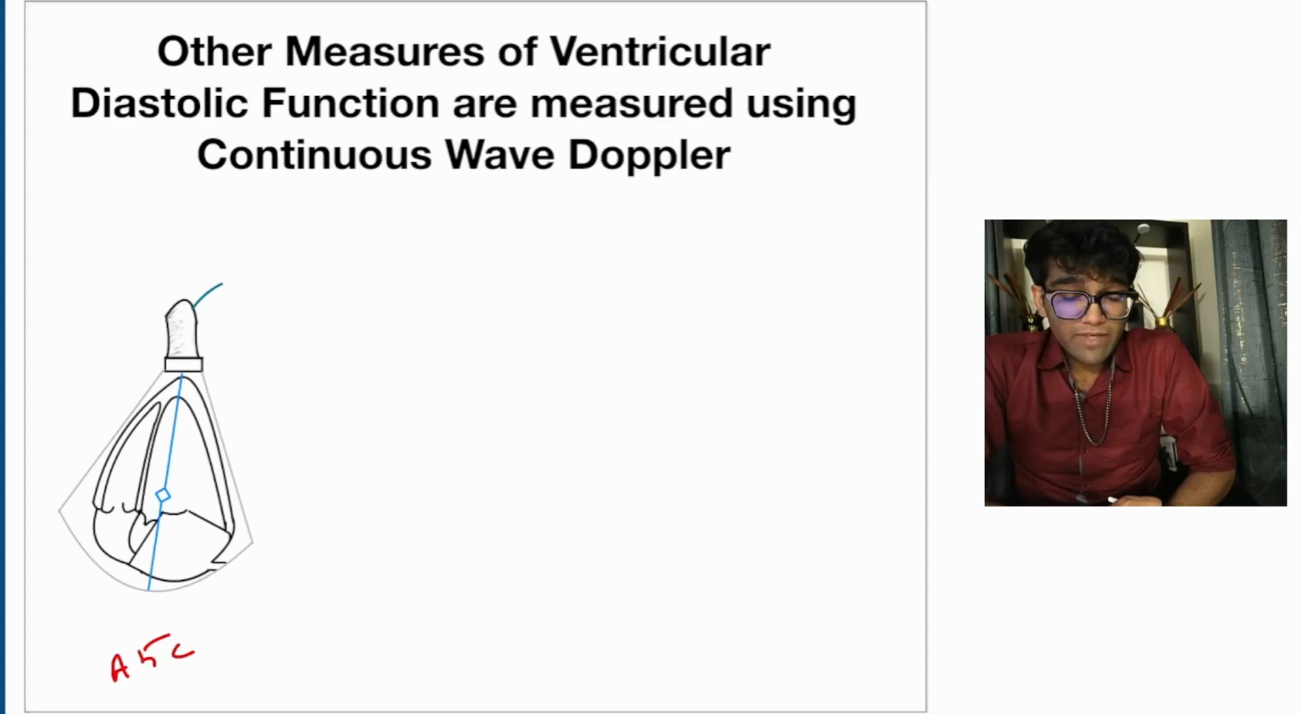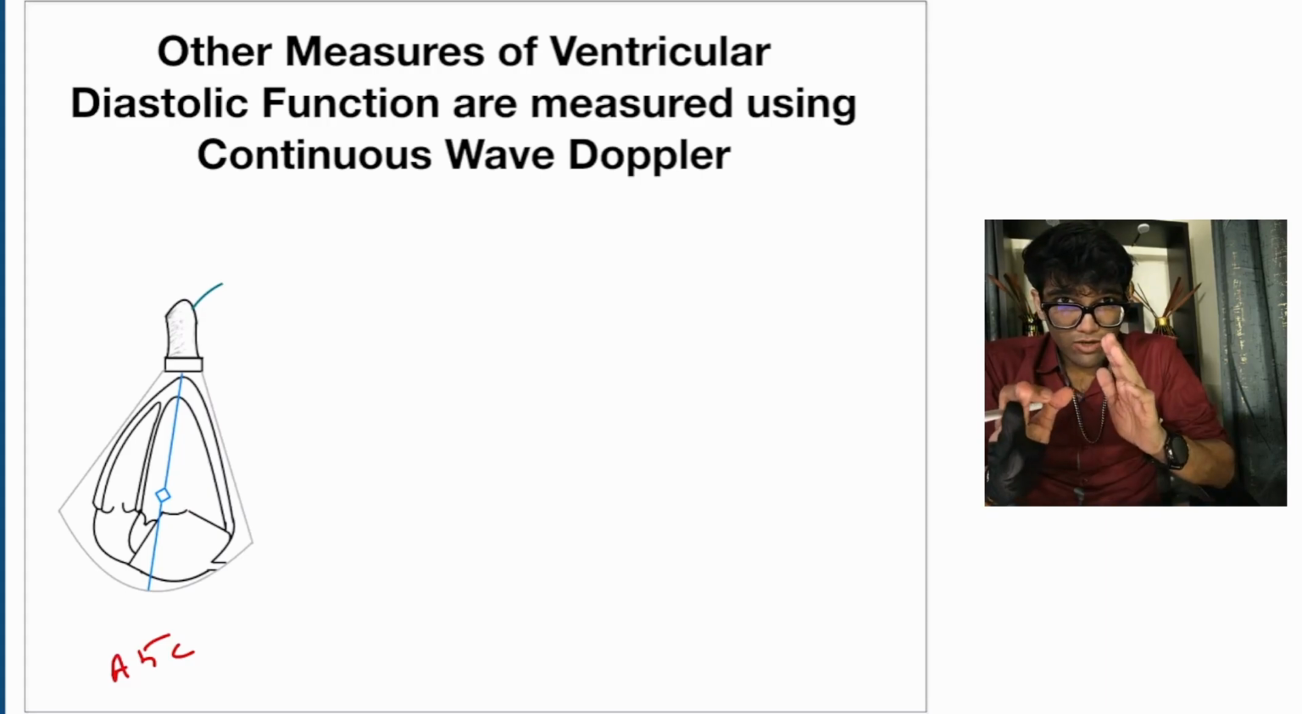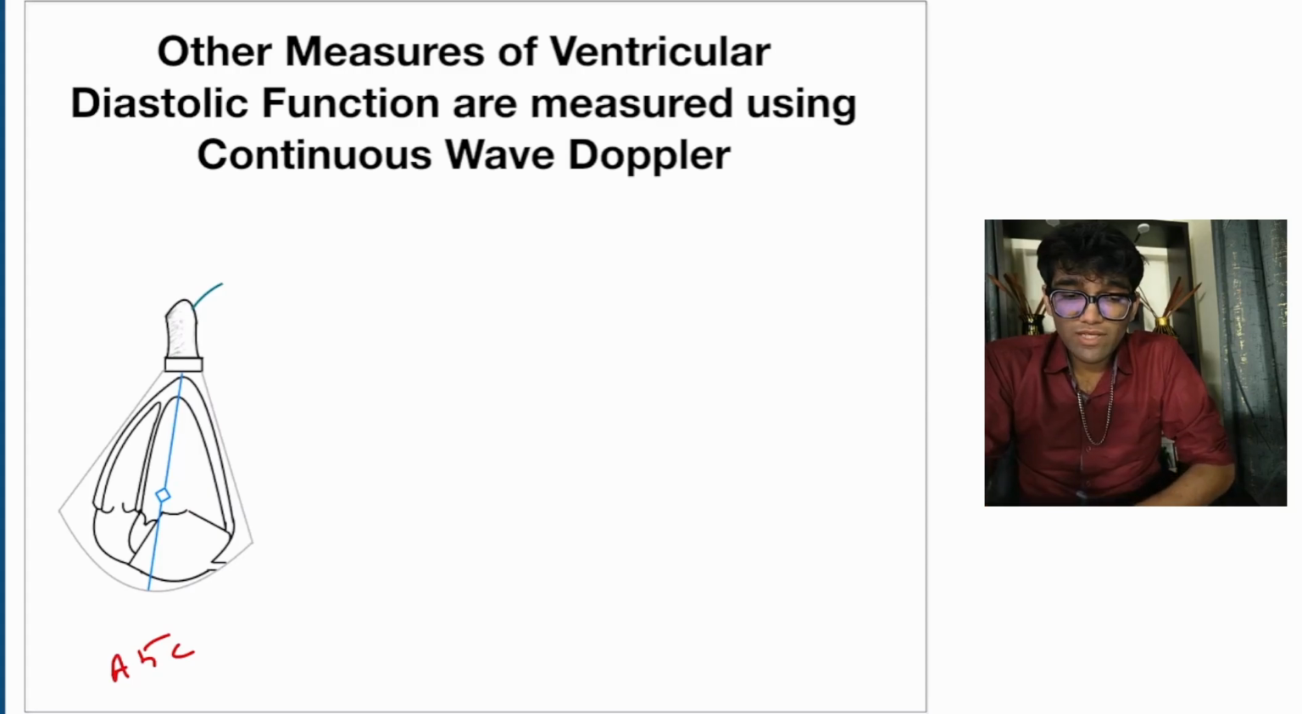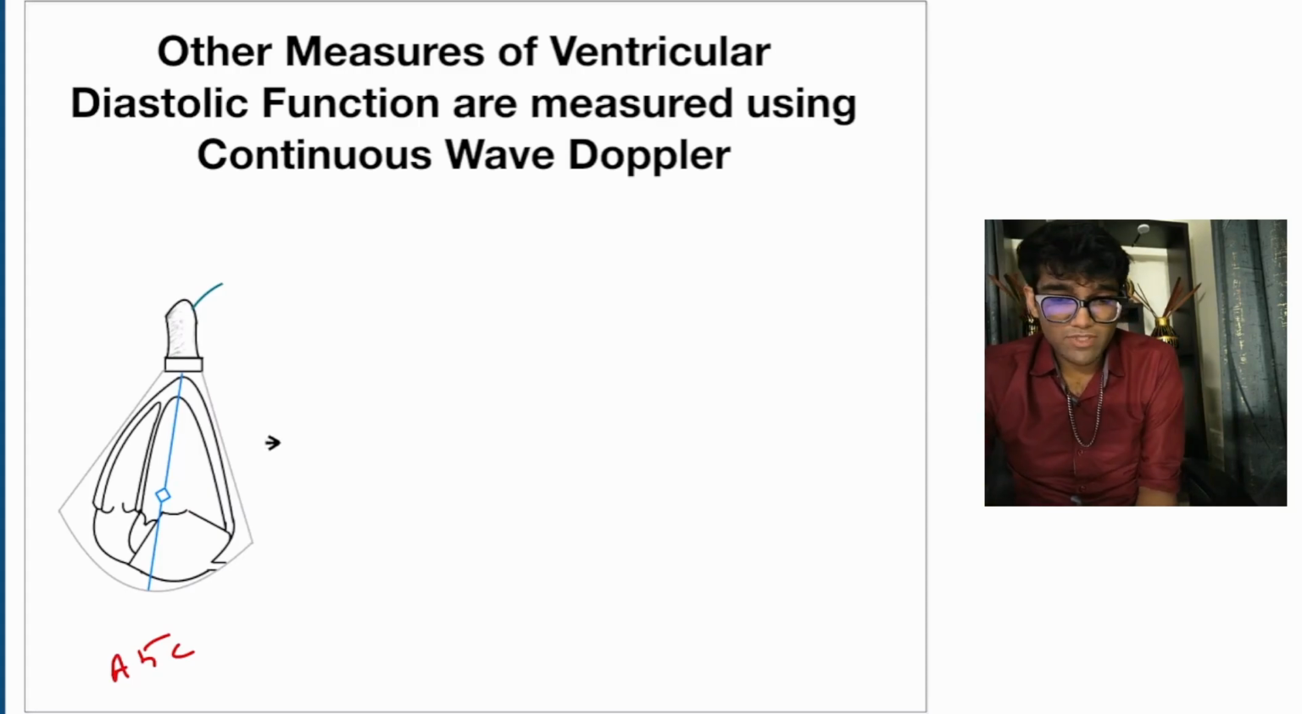Either way, when you get the apical five chamber view, and I would strongly suggest you learn it from a proper cardiologist or an experienced echocardiographer, the interpretation is regardless the same. So what you do is put a continuous wave Doppler probe in between the left ventricular outflow tract and the inflow of the left atrium. Let's see what happens.